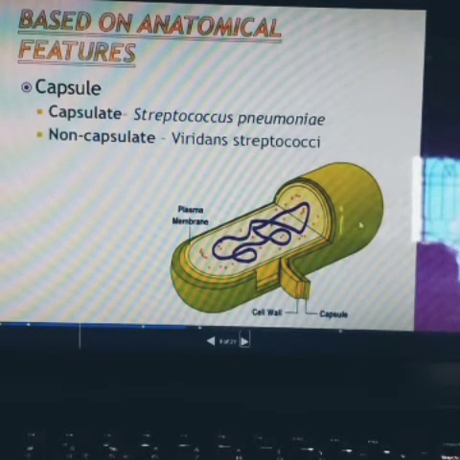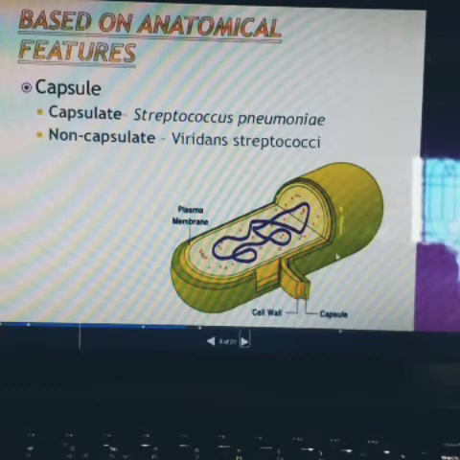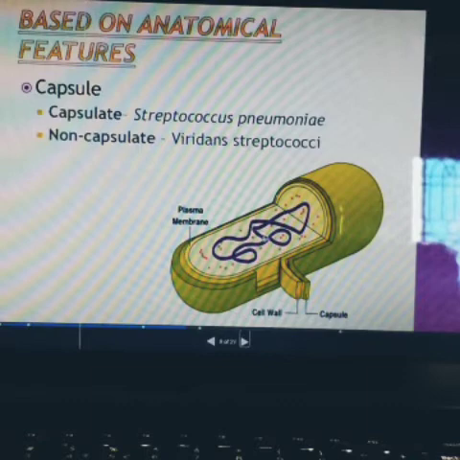We are shown these colors. The outer layer of this structure is called the capsule, and inside it is the cell wall. This yellow color is the cell wall, and this light green outer layer is the capsule. Then there is the plasma membrane layer, and inside the plasma membrane are the cytoplasm and DNA. You should understand the internal structure easily. And here we are observing this bacteria.